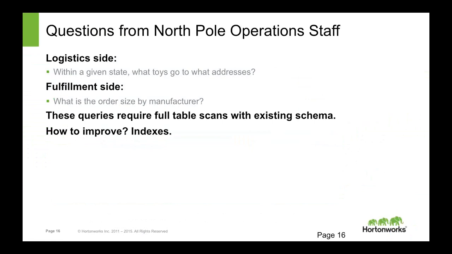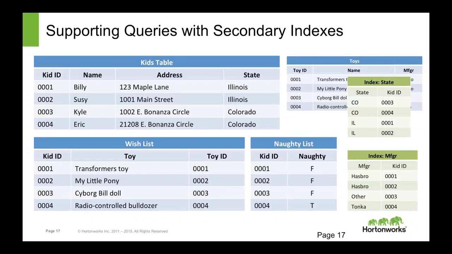And with any traditional relational system, we improve these queries with indexes, because the last thing you want to do in a relational database is have full table scans across your data. So you create indexes in order to optimize your queries. In this case, you'd create additional secondary indexes, because you'd normally have your primary key index. In this case, it would be state, kit ID, and manufacturer, kit ID.